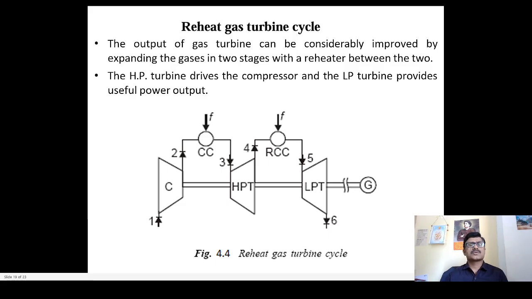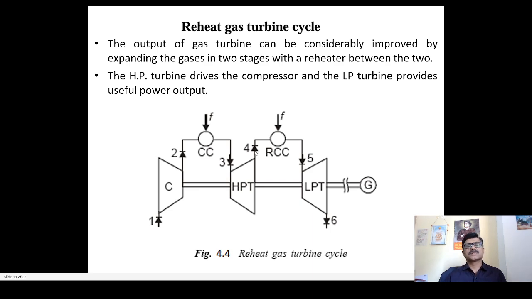Okay, so we can see the different state points. Point 1 is nothing but the inlet condition of the atmospheric air, ambient air entering into the compressor. State point 2 represents the condition of the air leaving the compressor at high pressure, high temperature. 2 to 3 is nothing but the heat which is added in the combustion chamber. Condition 3 represents the state of the gases which are leaving the combustion chamber or that enter into the high pressure turbine.